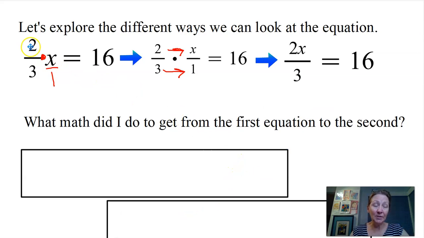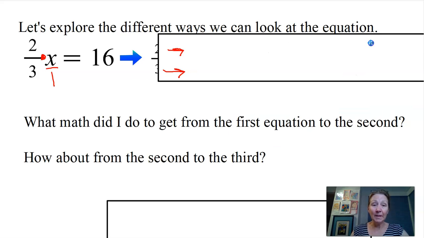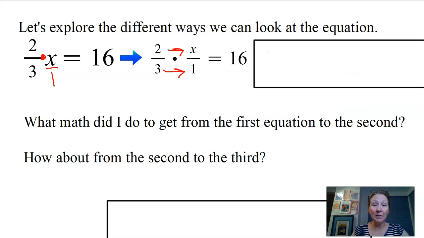So notice I started out with 2/3 times x, and now it's kind of interesting because it looks like 2x divided by 3, which means the same exact thing. But what did I do to get from the first equation to the second equation, right?